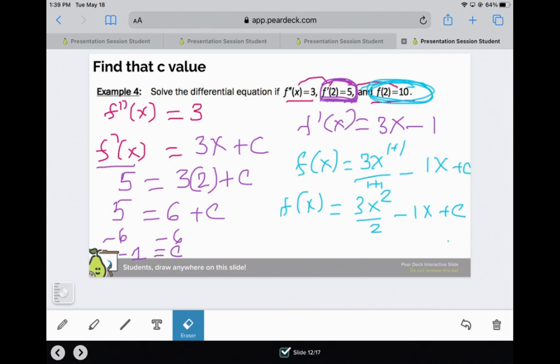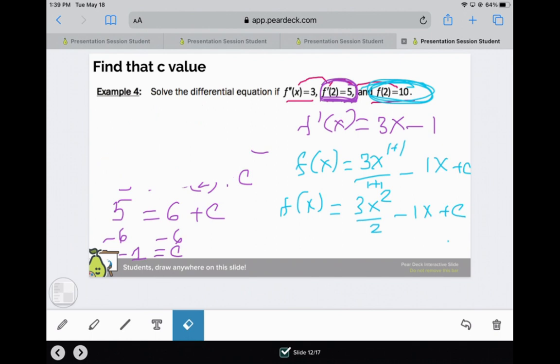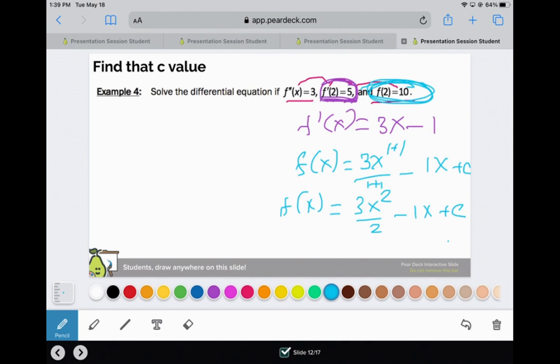Okay, I'm going to erase this side because I need that space to finish up the problem. So here is the box that I'm going to use over here. You see it? F of 2. That means x is 2 and the y value is 10. So I'm going to set this equal to 10. 3 over 2 x squared minus 1x plus c.